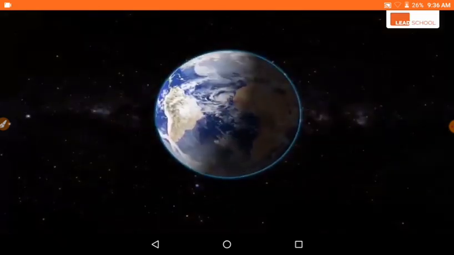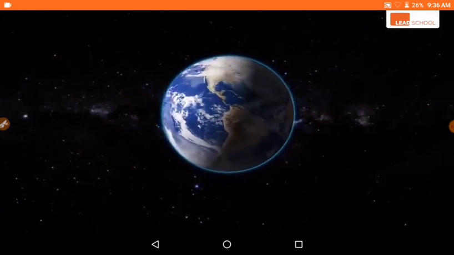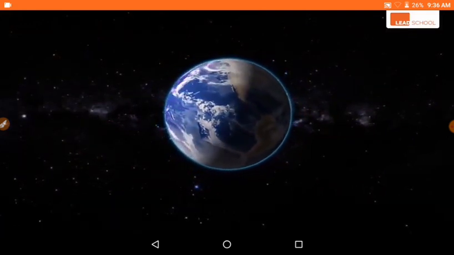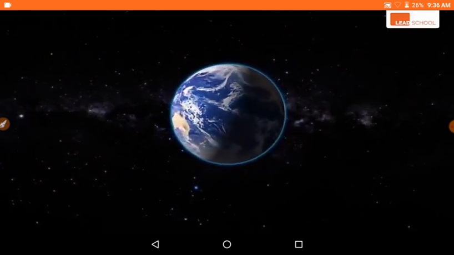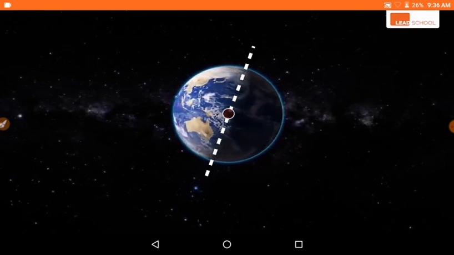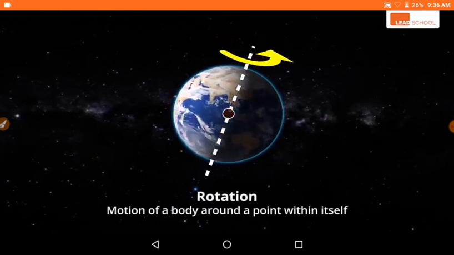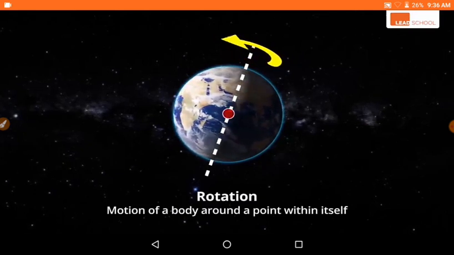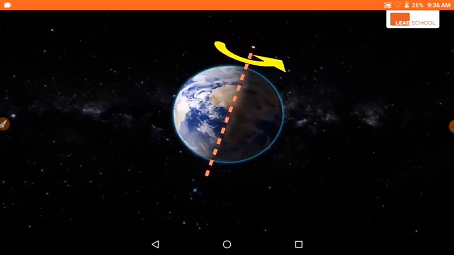Another type of periodic circular motion is when a body moves in a circular path around itself. A good example of this is our Earth moving on its axis. Such motion, when a body goes around itself periodically, is called rotation. Note that the fixed point is within the body itself.